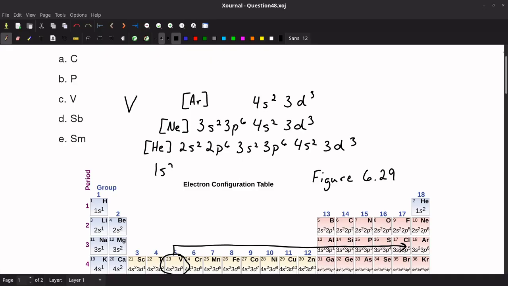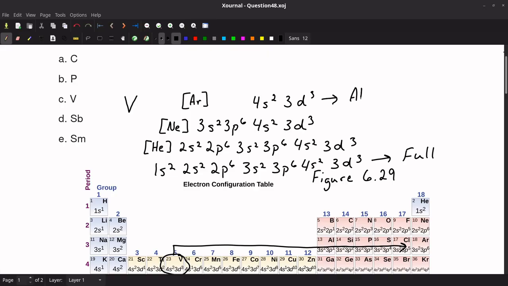So the full electron configuration is 1s2, 2s2, 2p6, 3s2, 3p6, 4s2, 3d3. This is going to be our full configuration, and this would be our abbreviated.